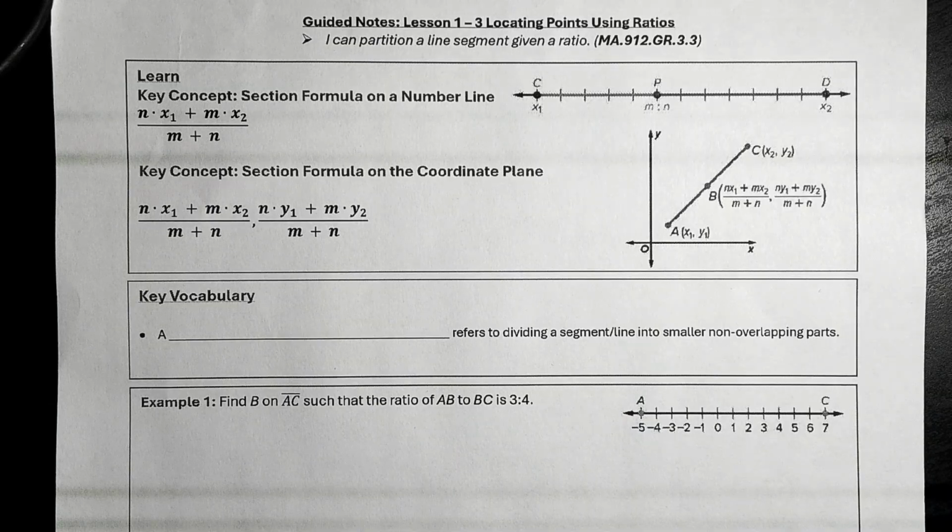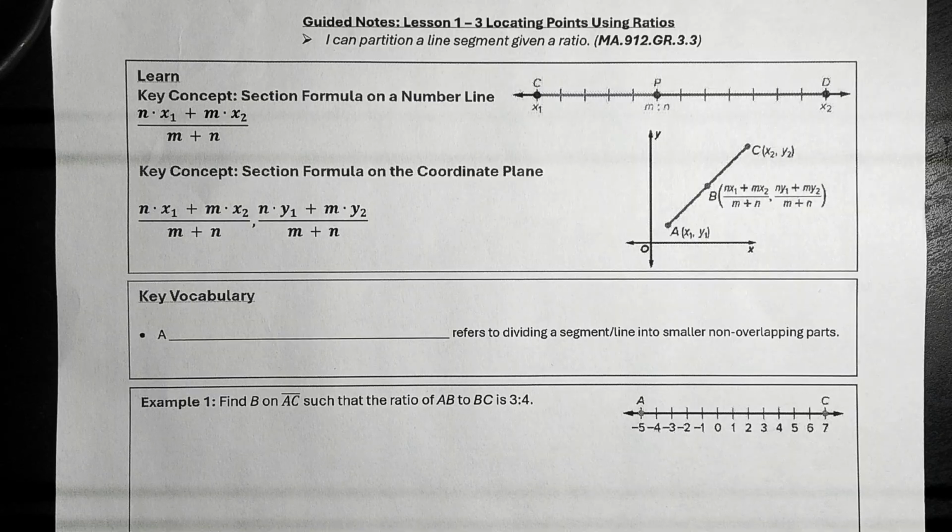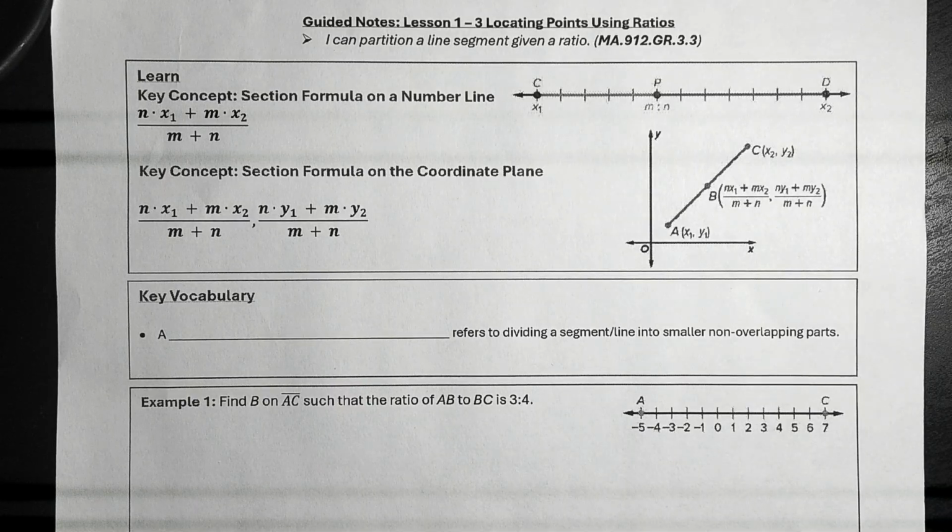This is locating points using ratios. The standard for this lesson is GR 3.3. I can partition a line segment given a ratio. Partition is just another word for cutting something into sections. All right, we're going to skip down first to the vocabulary and then come up to this formula.